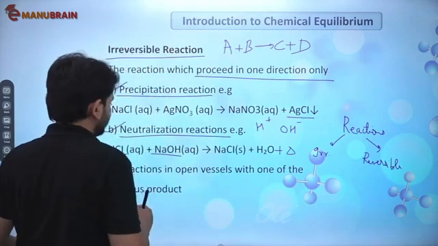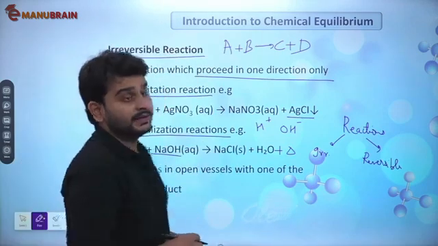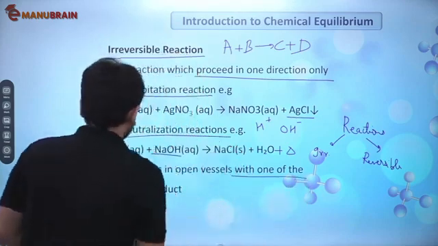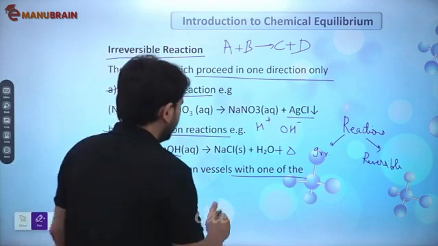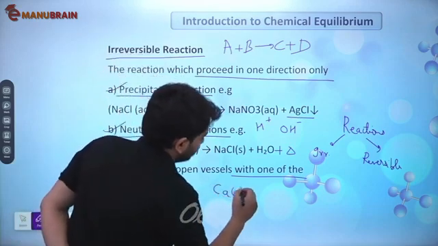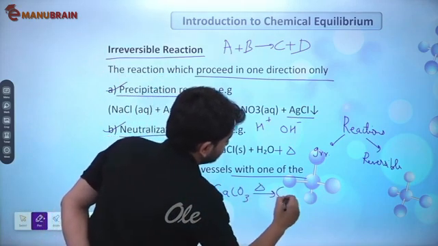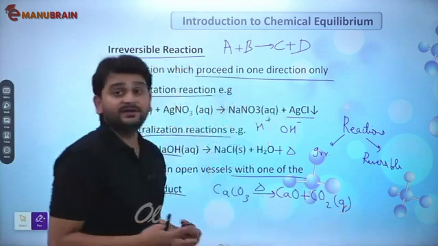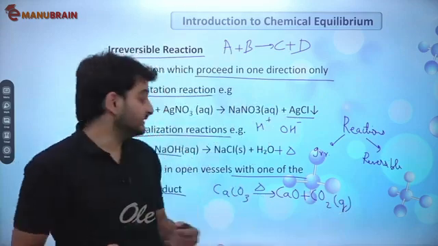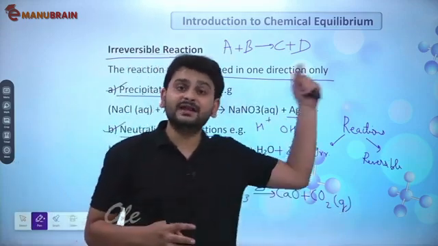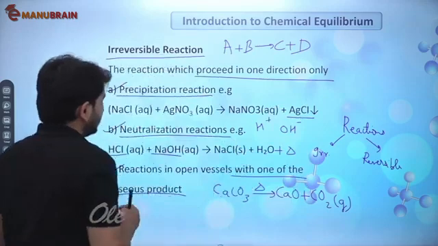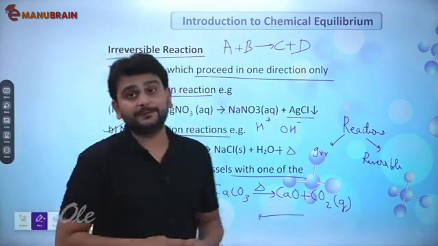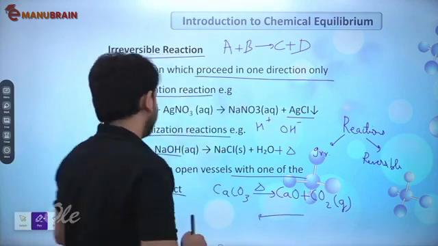The third sort of reaction is a reaction in an open vessel, when one of the products is gaseous. For example, let's say we have CaCO3 and we heat it, it dissociates into CaO and CO2, gaseous. Now, if you have an open vessel in which this reaction has taken place, the CO2 gas will escape out. So it will never be able to return in the backward direction. I hope you understand this, guys. I'll move on.